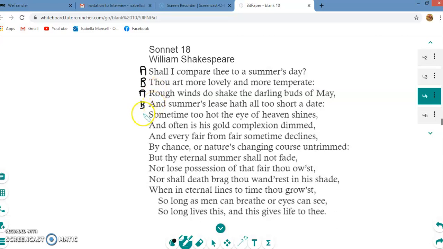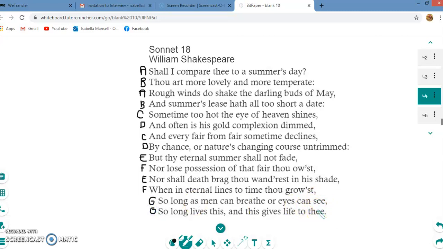So this sonnet continues in the same way, and we'll call this line C, and the next one D, and then back to C again, and then D. So you can see here, shines rhymes with declines, and dimmed rhymes with untrimmed, and that's the second quatrain. The third quatrain continues in the same way, so we'll go E for fade, which rhymes with the E of shade. And we'll go F for owest, the contraction there, and we'll rhyme that with the F for growest. So that's the end of the third quatrain, and now we've just got the final rhyming couplet, which we'll label G, G, as they just rhyme with each other, see and thee.